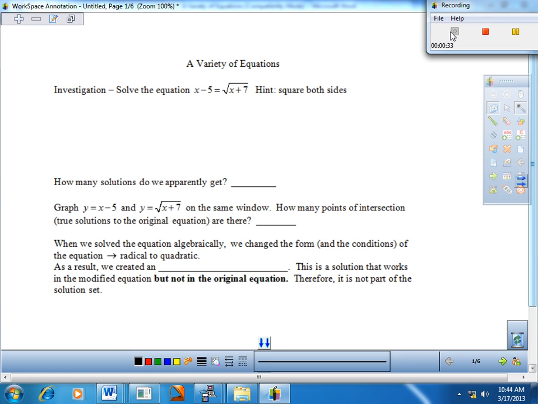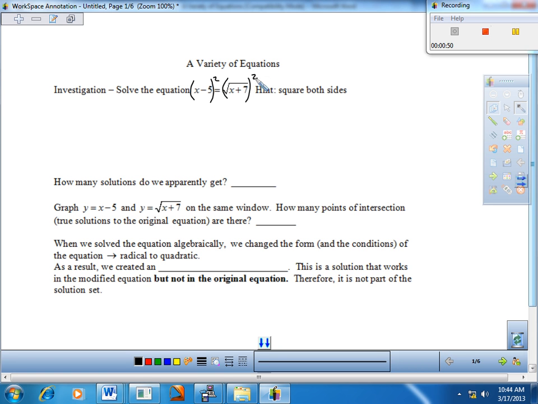The investigation at the top says solve the equation x minus 5 equals the square root of x plus 7. We haven't seen an equation of this form before in the square root family, so I gave you a hint as to how to go about doing this, and I'll do the work fairly fast here. We'll get some practice with this later on, and I'll definitely slow it down for you. But for right now, I want to get the concept out.